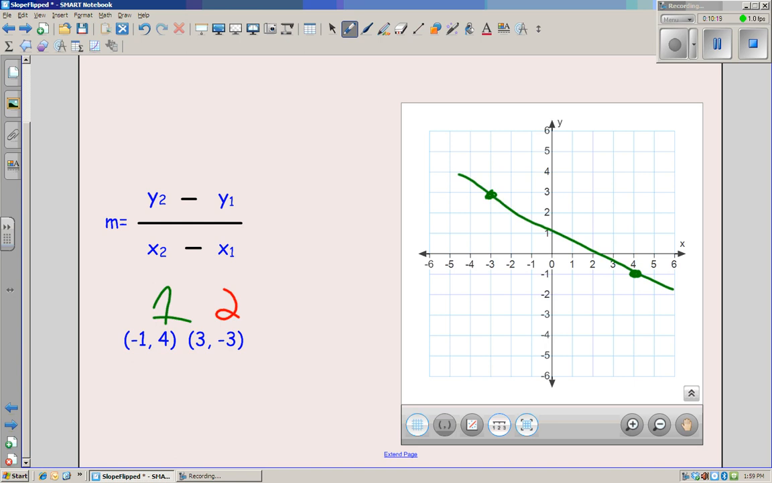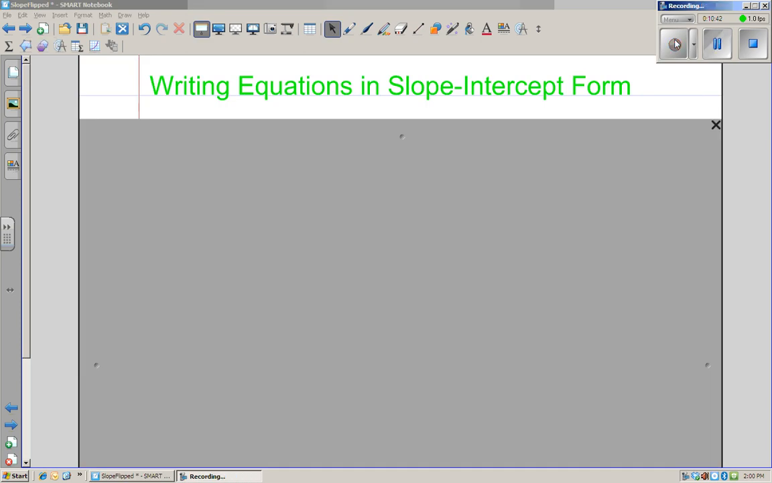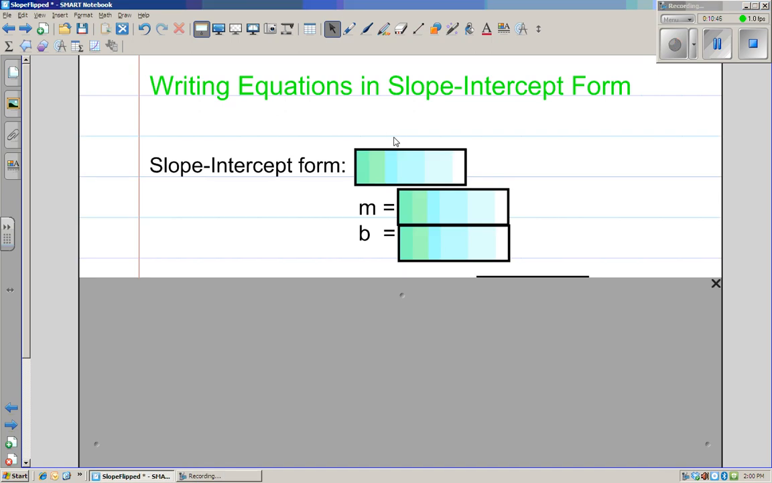Again, we read from left to right, so we start on the left. From there to there, I go down 1, 2, 3, 4, down 4, and I go over 1, 2, 3, 4, 5, 6, 7. That cannot be reduced. Negative 4/7 should be your answer. That was finding slope. Now we're going to work on writing equations. Pretty soon we're going to put all these together, which you'll need to for the test, but I'm going to break it down nice and easy for you.